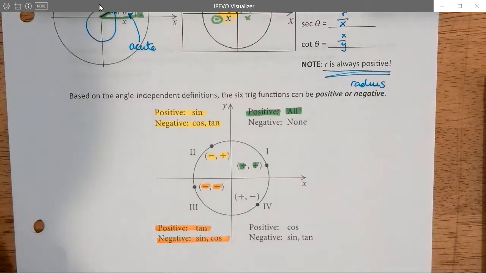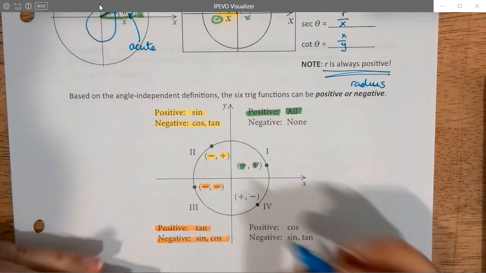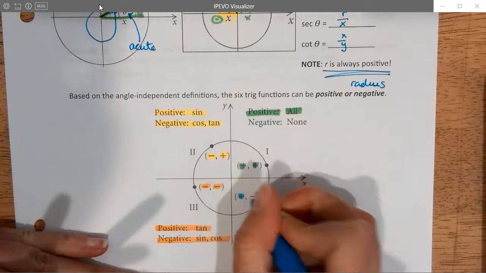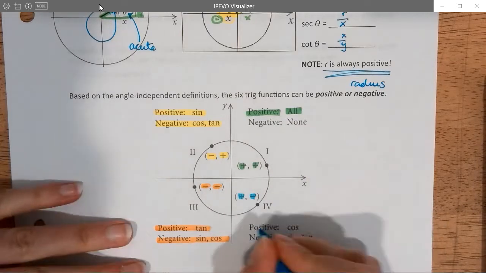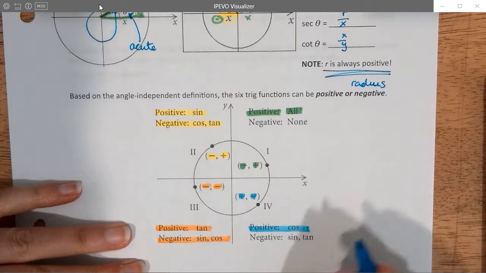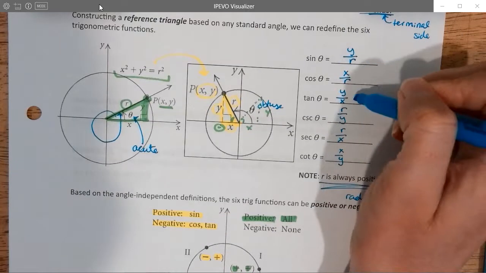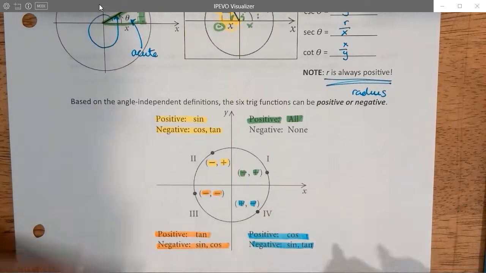And then in quadrant 4, you have positive x's, negative y's. The x's are positive, so that means that the cosine is going to be positive. But since y is negative, anything that has a y and an r or a y and an x will be negative. So we'll have negative sines and negative tans.